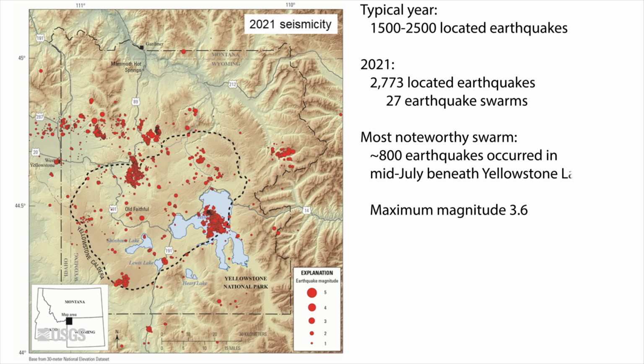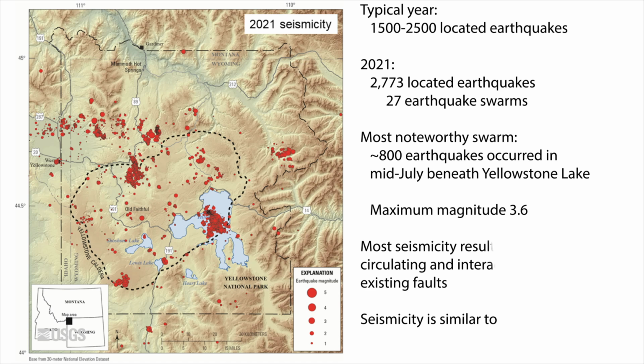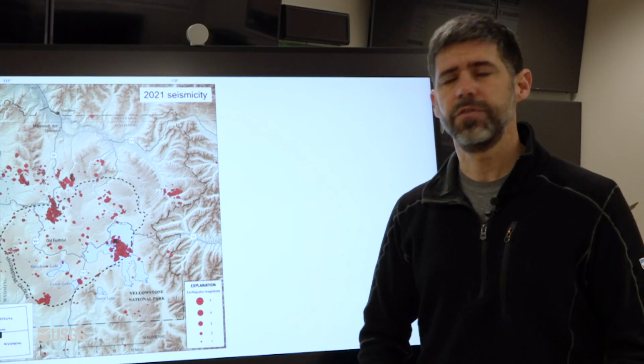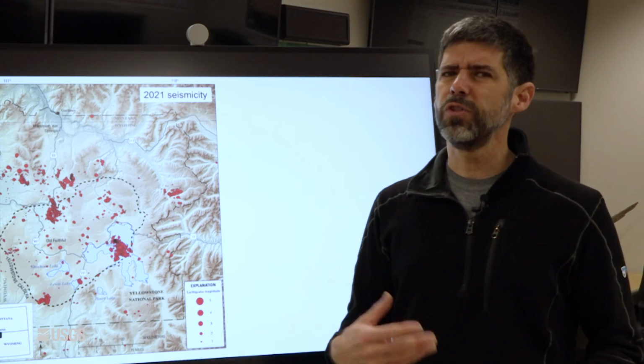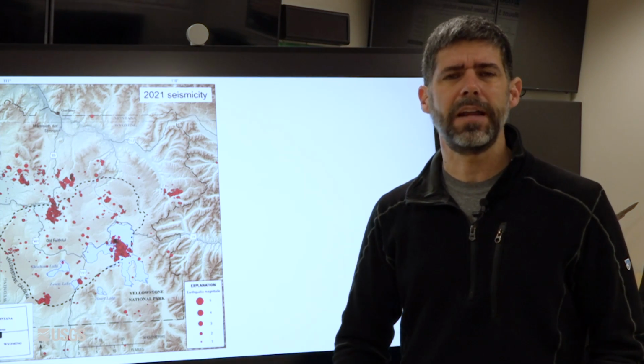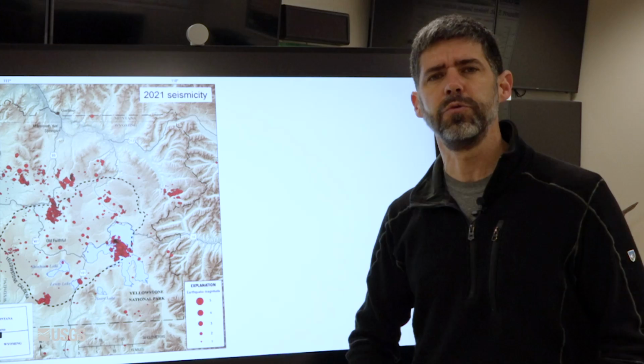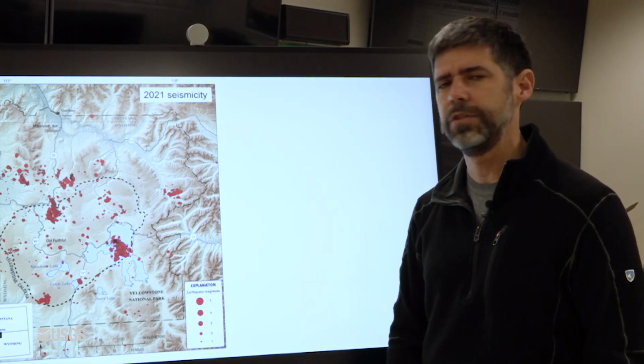The most noteworthy swarm of the year happened in mid-July, right here beneath Yellowstone Lake. There were over 800 earthquakes that were part of that swarm. That kind of swarm activity is pretty typical of Yellowstone. About 50% of all earthquakes in Yellowstone are part of swarms, and in 2021 it was about 65% of these earthquakes were in swarms. So right about on par with past years of seismicity, with the largest swarm of the year being that mid-July swarm beneath the lake. These are mostly caused by water circulating and interacting with existing faults. There's faults all through the region, so pretty normal for the Yellowstone region.